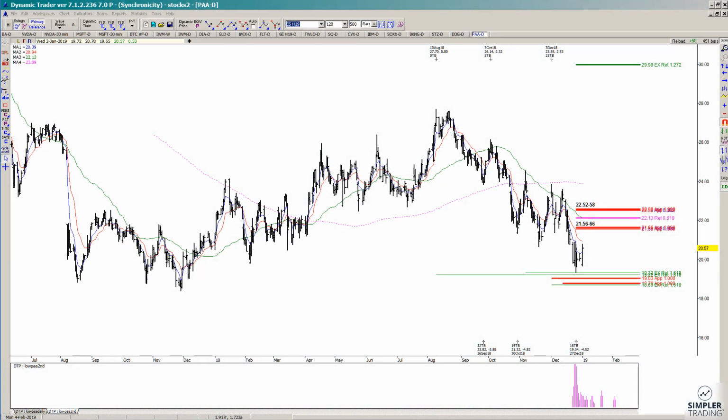Okay, in today's video we're going to take a look at PAA. This is a daily chart, and the setup that we actually looked at today was a counter trend decision versus a trend decision. So let me explain that a little bit for some of you who might be more new to looking at the markets.